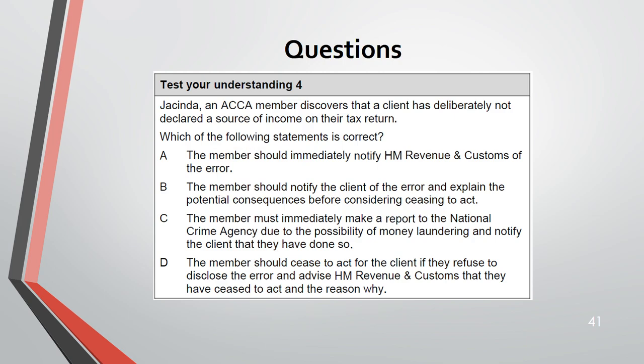Test your understanding 4. You as an ACCA member discover that your client has not declared a source of income. Which of the following is correct? A, you should immediately notify HMRC. B, you should notify your client and explain the consequences. C, you should report it to NCA. D, you should cease to act for the client. Correct answer is B. You should first notify your client and explain the consequences. Other steps come later.